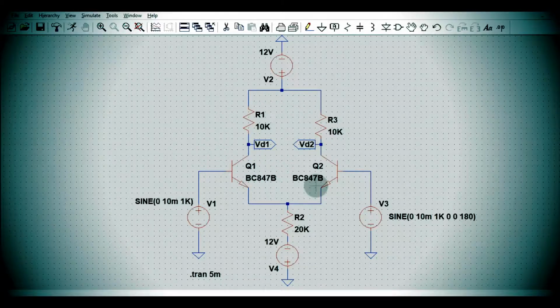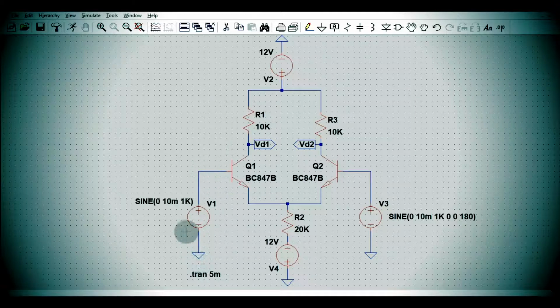Okay, so you can see this is the circuit diagram of the differential amplifier, and we can see two BJTs here, Q1 and Q2. That is why it is called a differential amplifier using BJT. So let us first understand the circuit flow.